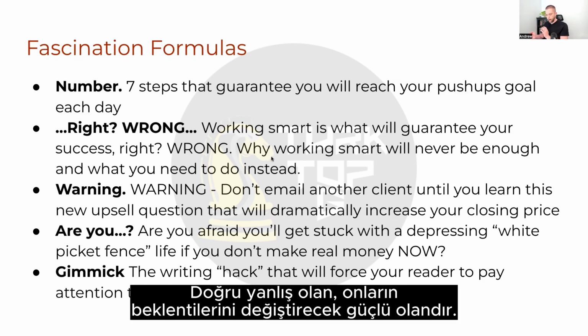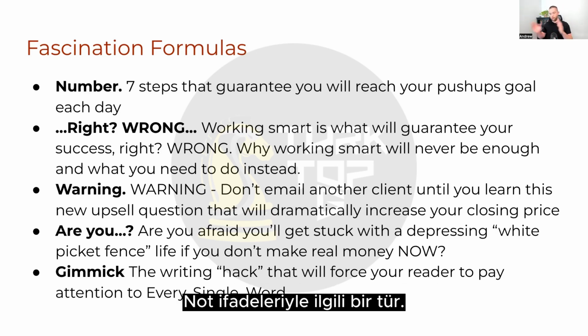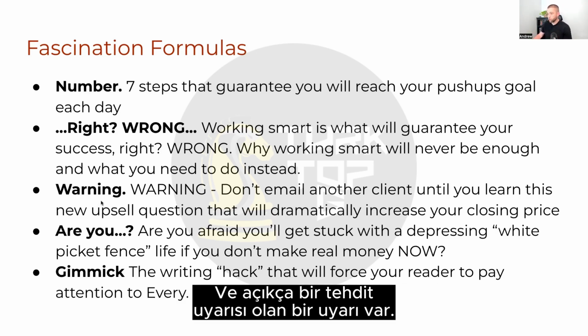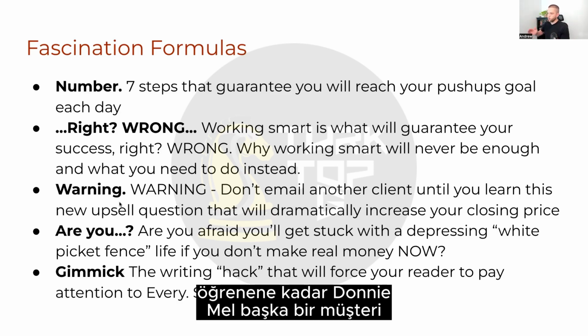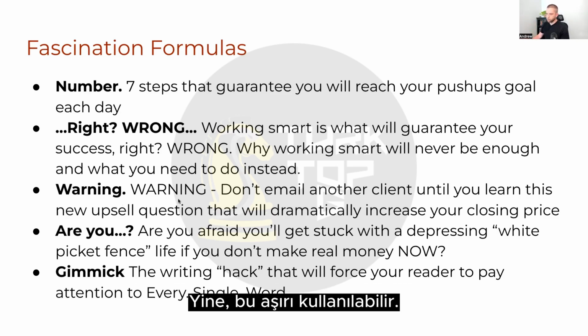The right, wrong one is a powerful one to swap their expectation. They expect it to be one thing and you're telling them, no, it's another thing. It's kind of related to not statements. Then there's the warning. That's obviously a threat one. Warning, don't email another client until you learn this new upsell question that will dramatically increase your closing price. Warning, something big and important is happening. Again, that can be overused. You got to be really careful with it.